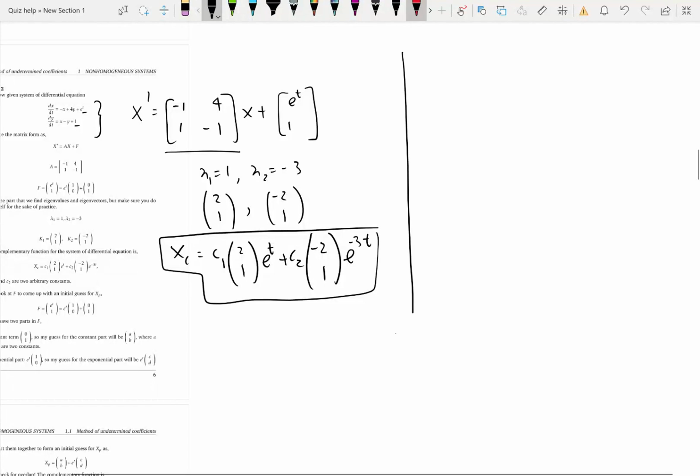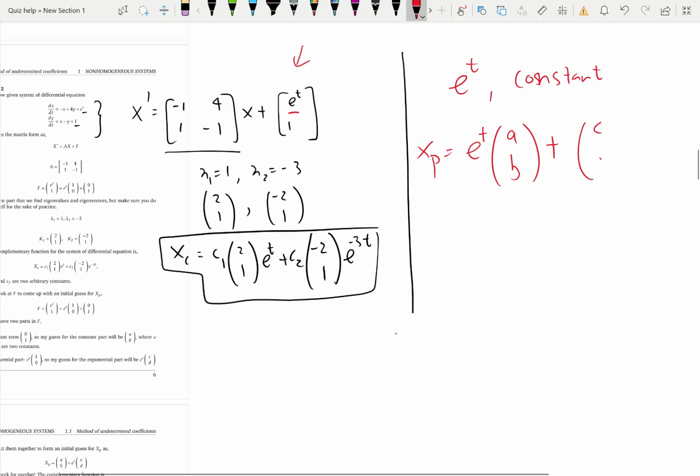So we look at our f. What type of functions do we have in our f? Well, we have e to the t and we have constant terms. So for e to the t, our initial guess is e to the t times a, b, plus, for the constant, it's just c, d.